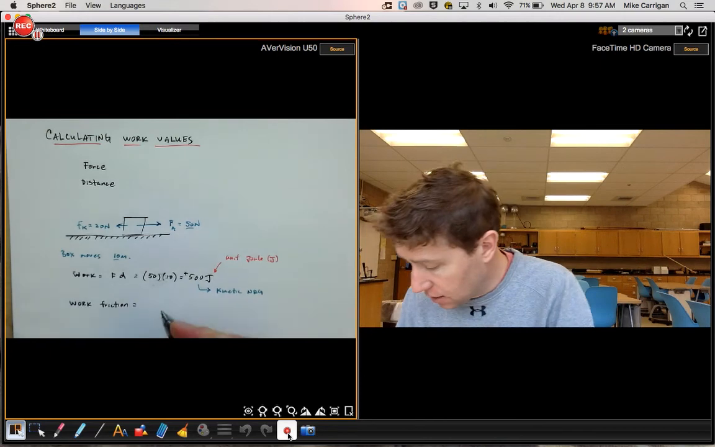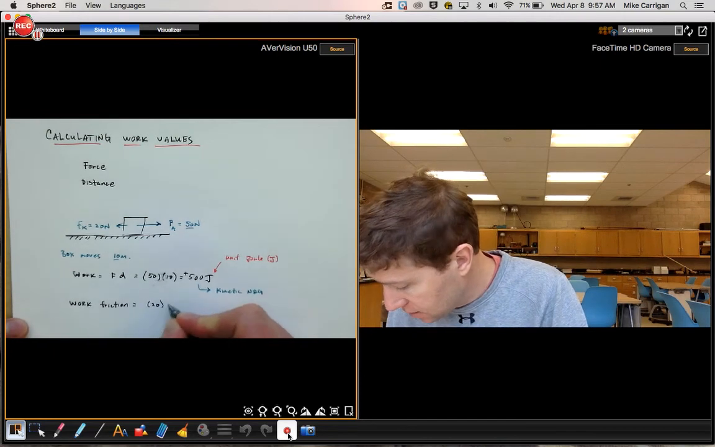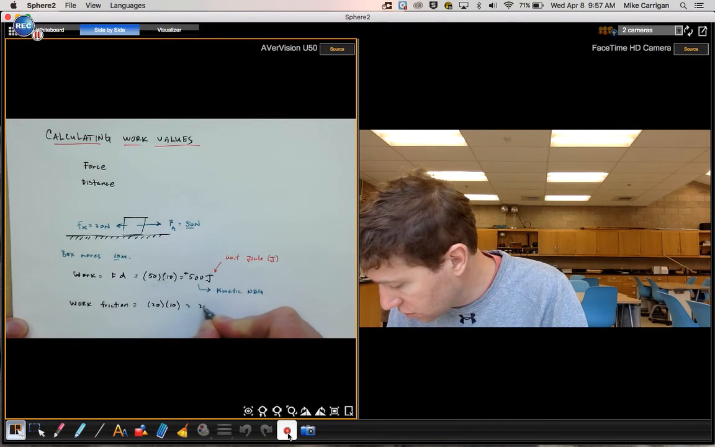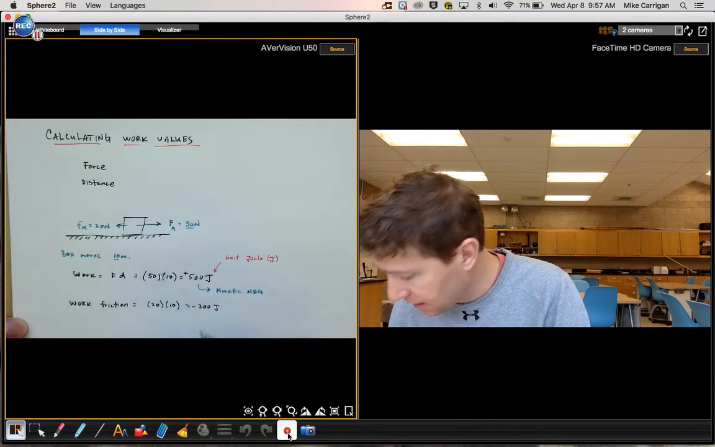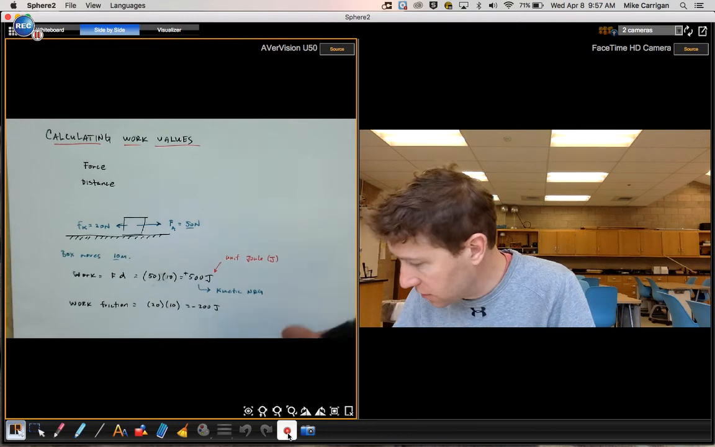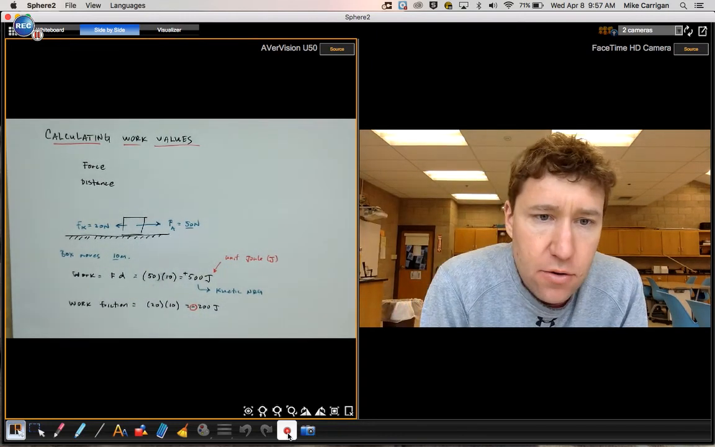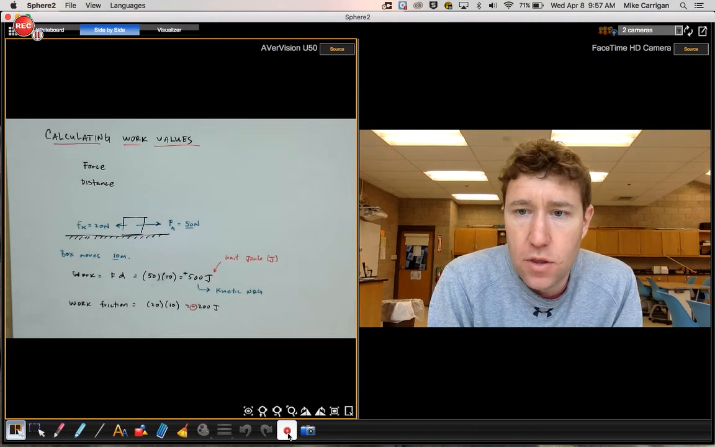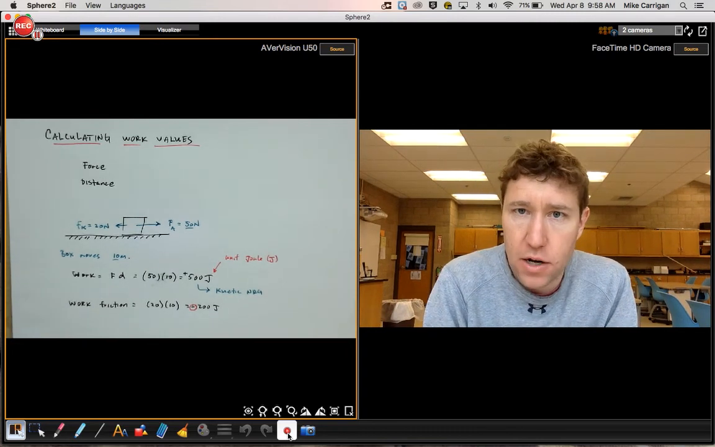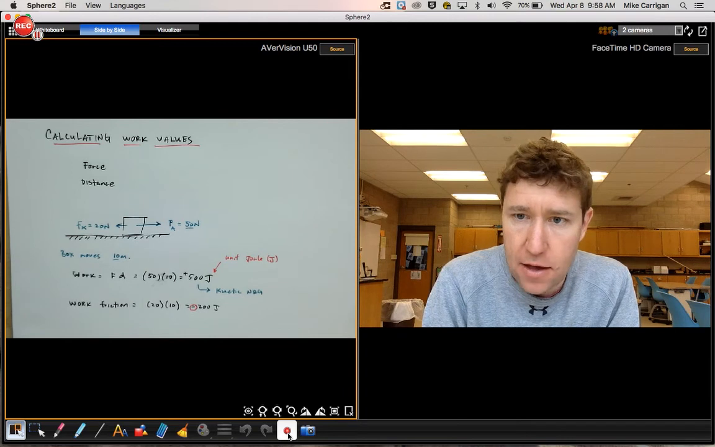And that work is going to be 20 times the distance 10, or 200 joules. But I need to make that negative somehow. I need to somehow factor in that this is going to be a negative value. And again, just to reiterate, I know it's negative because, based on what I said earlier, that friction force is going to reduce the amount of energy.